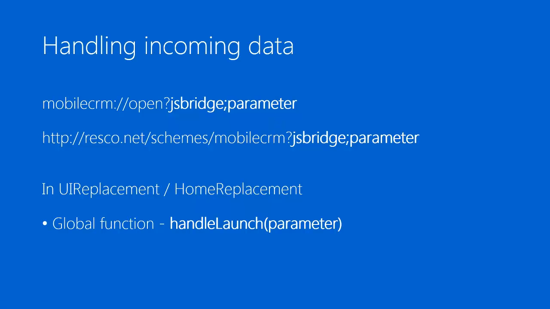However, to consume this and to provide your business logic that handles that, you have to use either URL replacement or home replacement. Again, this concept is explained in one of previous webinars. And there you have to provide a global function, which is called handle launch. And it gets this parameter. So what the other application sends back, this will get the handle launch function. And there you can provide your logic.